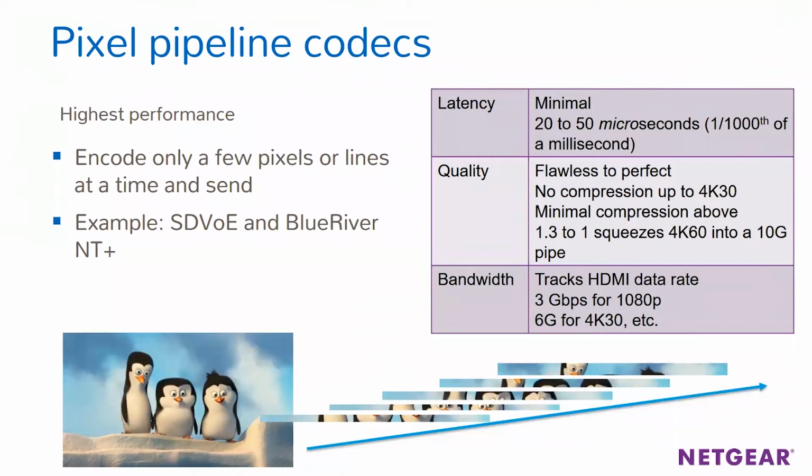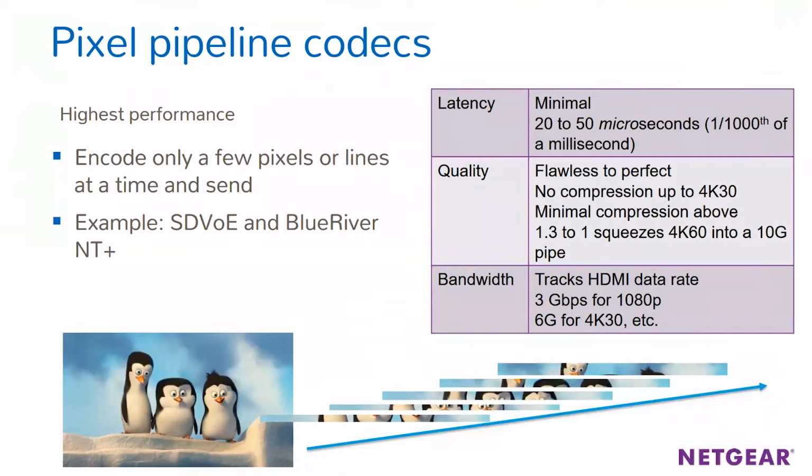In fact, the compression is going to use frames or lines across the video, and that's very close to the actual HDMI process itself. By doing that, the latency is actually very short because it's measured in microseconds. So that's a very fast processing.